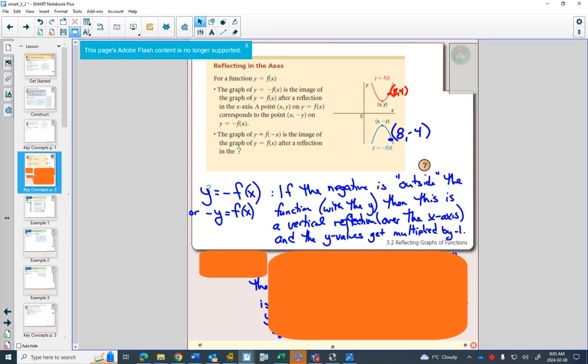So that vertical reflection part is going to be important for explain or describe questions. A vertical reflection goes over the x-axis. Algebraically, the y values are all getting multiplied by a negative 1, which we saw with our point 8, 4 gets switched to 8, negative 4.